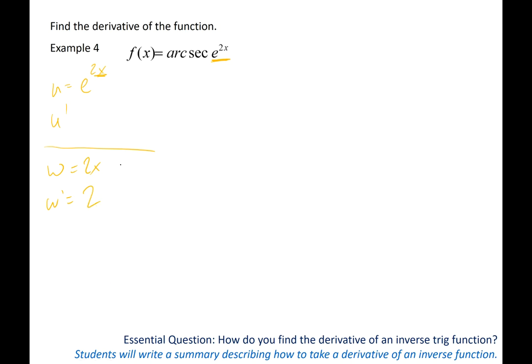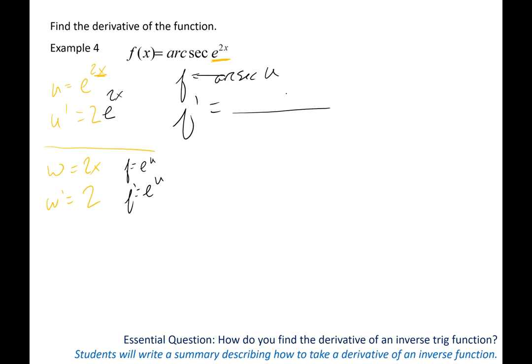The outside part of that chain would be f equals e to the u, and the derivative of e to the u is e to the u. So we know that the derivative is the derivative of the inside times the derivative of the outside, but for u, we're going to substitute in 2x. Then I have to finish this chain here. So f equals arc secant of u. So f prime equals, so I'm going to go back and look at my chart, 1 over the absolute value of u times the square root of u squared minus 1.